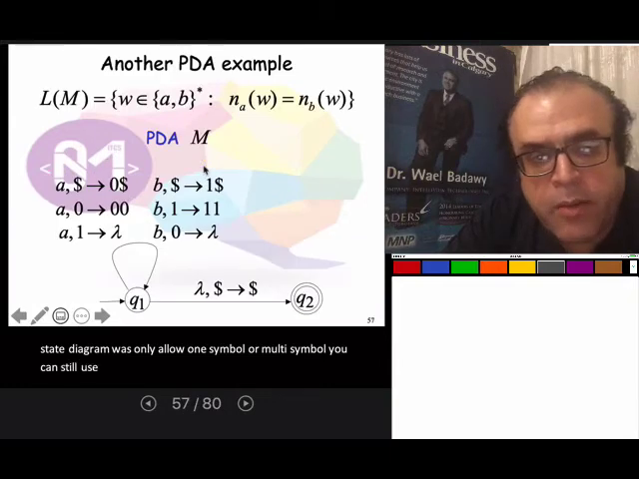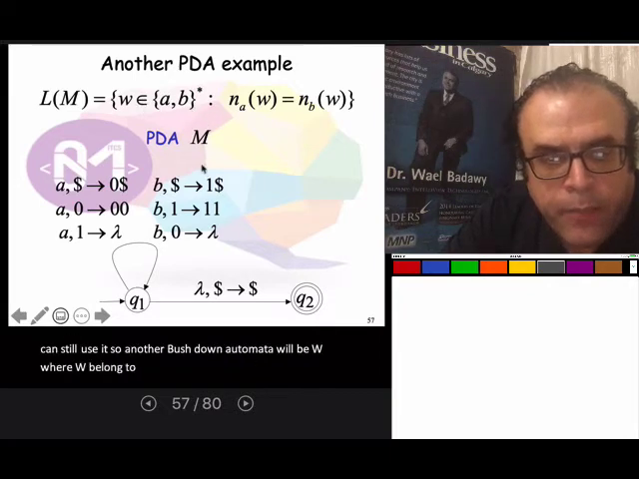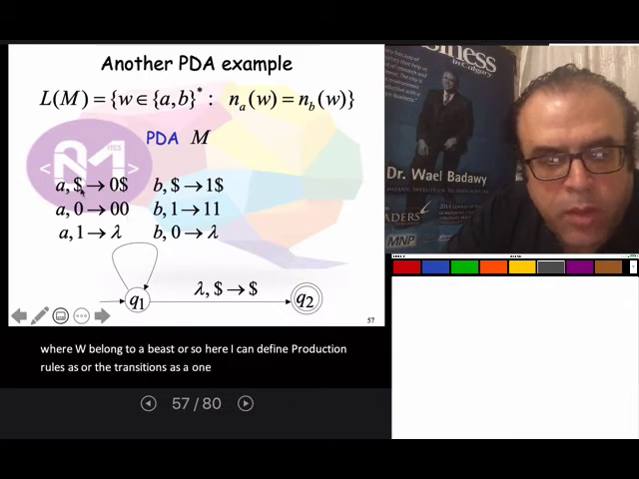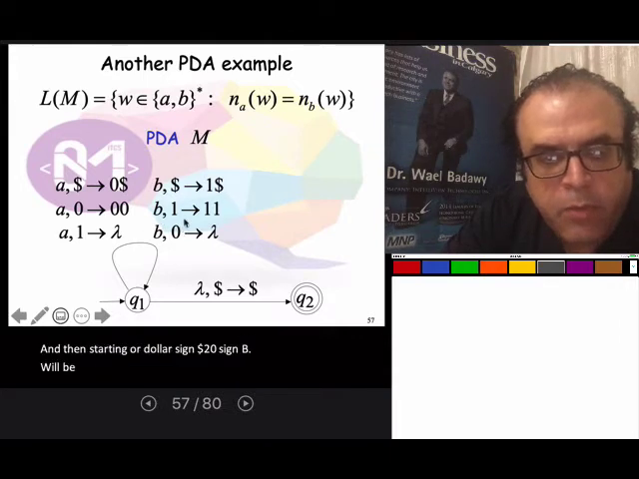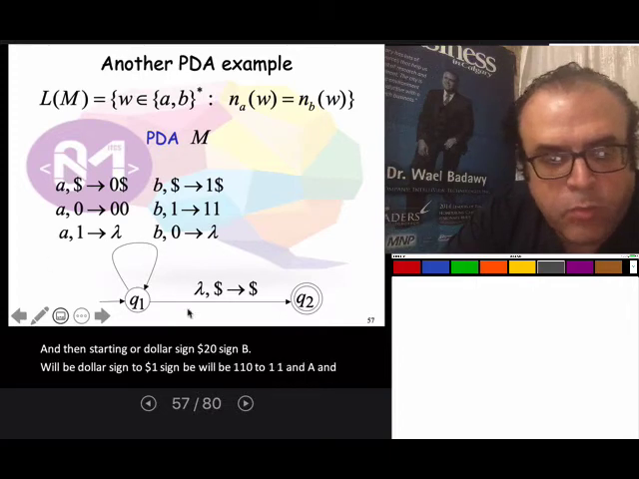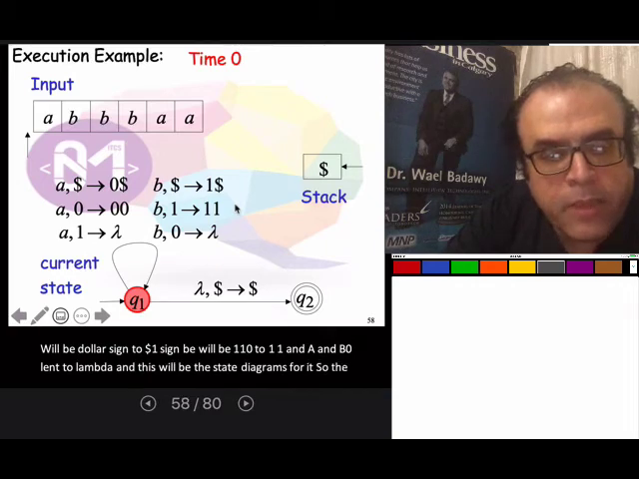Another pushdown automaton will be for w, where w belongs to (a,b)*. Here I can define the production rules, or the transitions, as A, 1 to lambda, A, 0 to 0, then starting with $ sign, A, $ to $0, B, $ to $1, B, 1 to 11, and A, B with 0 length to lambda, and this will be the state diagram for it. The execution samples here will be something similar.